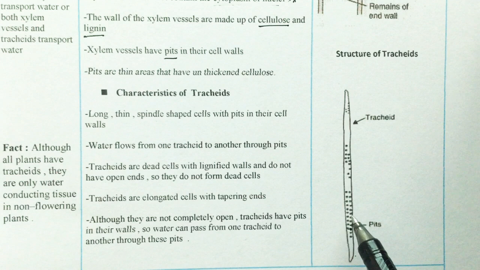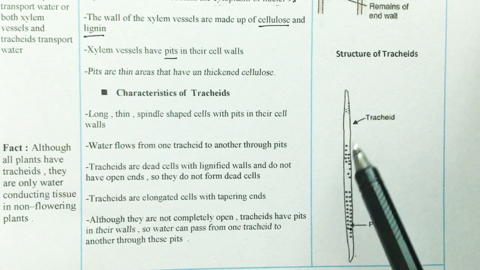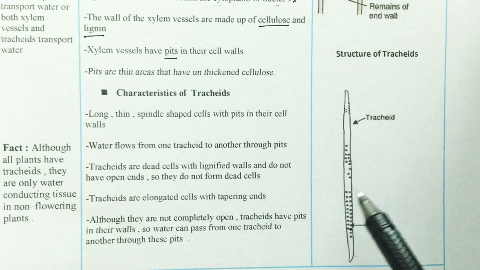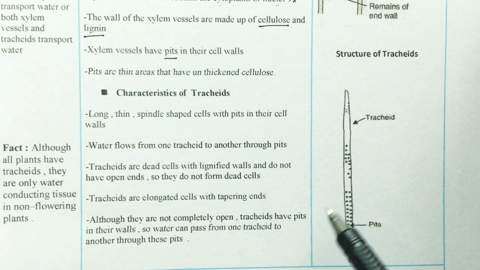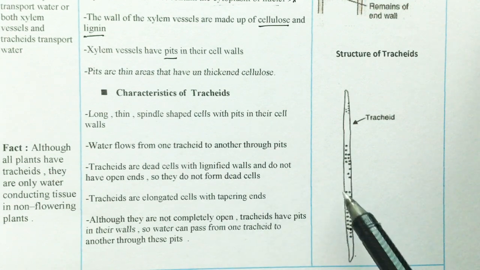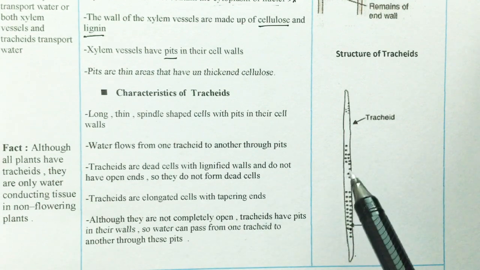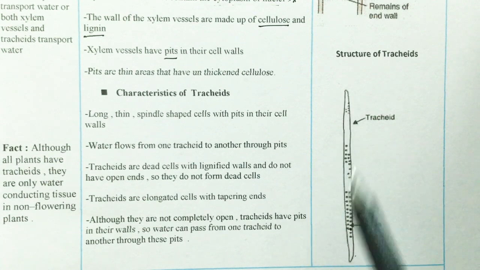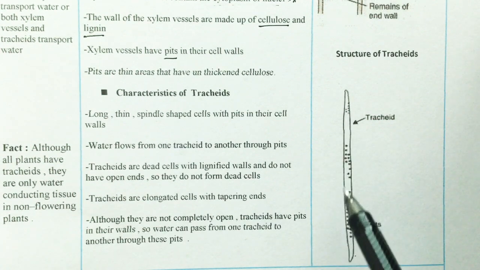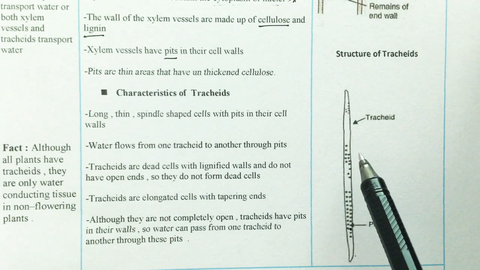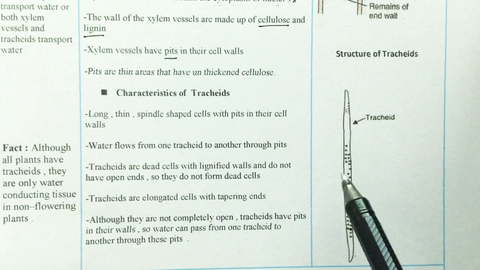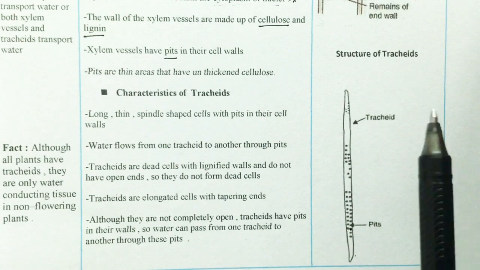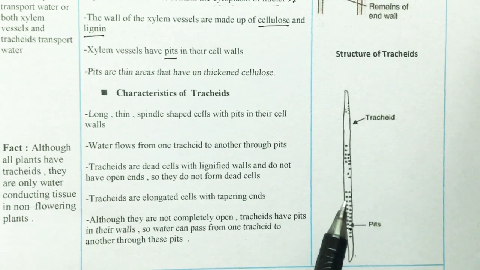How is it able to flow through? Because the walls of the tracheids have pits, right, and that is why water is able to pass from one tracheid to another, and these are elongated cells with tapering ends. Tracheids are dead cells with lignified walls, so the walls are lignified and do not have open ends. Clear?